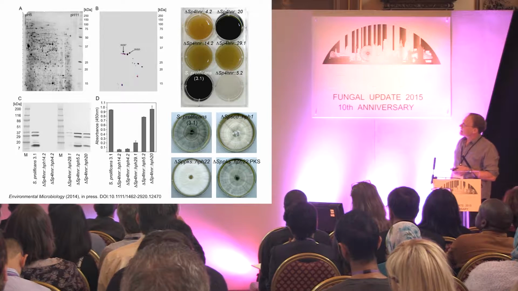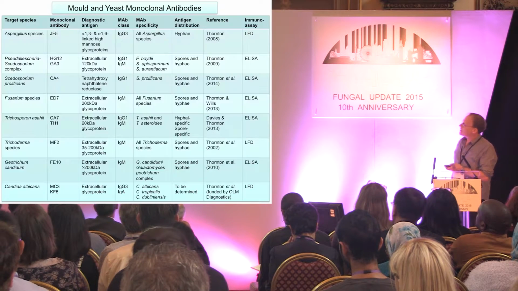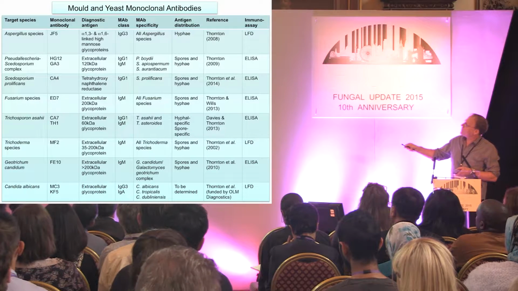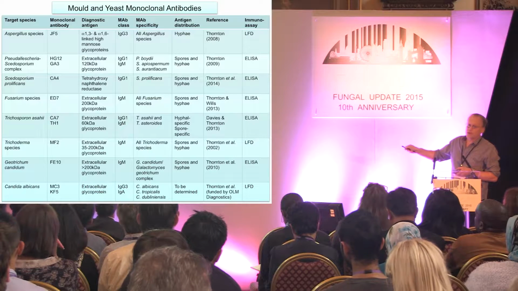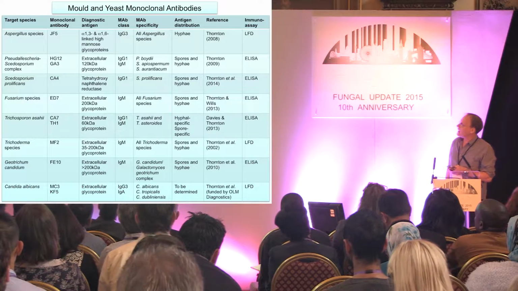Okay, so that's the academic part, but really most of these monoclonal antibodies are pretty uncharacterized. We know that the Aspergillus antibody that's in the lateral flow device recognizes mannoproteins. So it's similar to galactomannan, but it is not galactomannan.